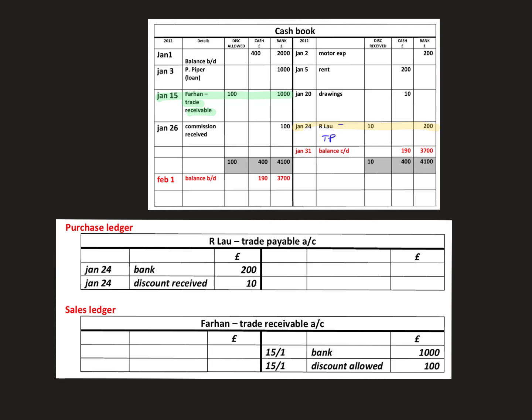So Law is a trade payable. The trade payable account, because they are suppliers, will be found in the purchases ledger. And the trade receivable account is going to be found in the sales ledger. So you will see this indicated here. Let us look at Law first. So the purchases ledger, as indicated here, our Law, who is a trade payable.